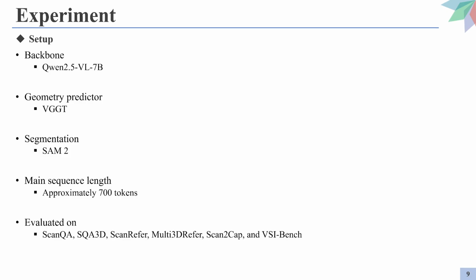This slide explains the training setup used for the experiments section. The language model backbone used in the experiments is Qwen2.5-VL-7B. VGGT is used for geometry prediction and SAM2 is used for segmentation. In the main comparison, Proxy 3D represents each scene using approximately 700 visual tokens. The model is evaluated on ScanQA and SQA3D, ScanRefer and Multi3DRefer, Scan2Cap, and VSI-Bench for various spatial intelligence tasks.